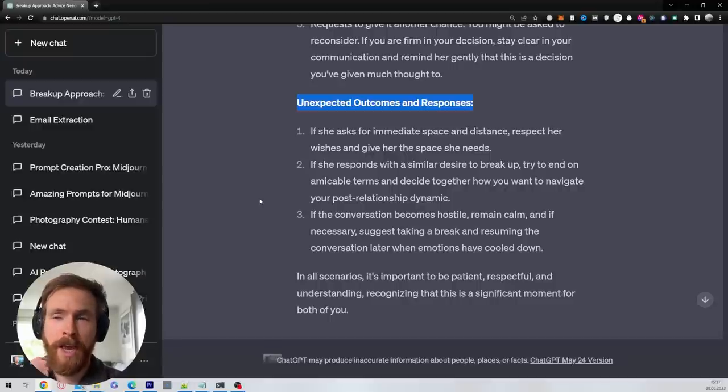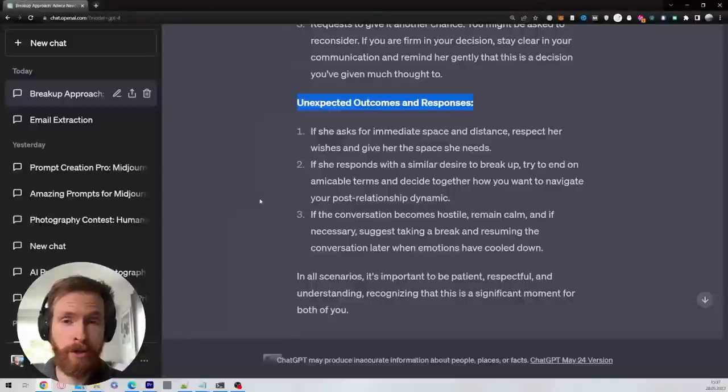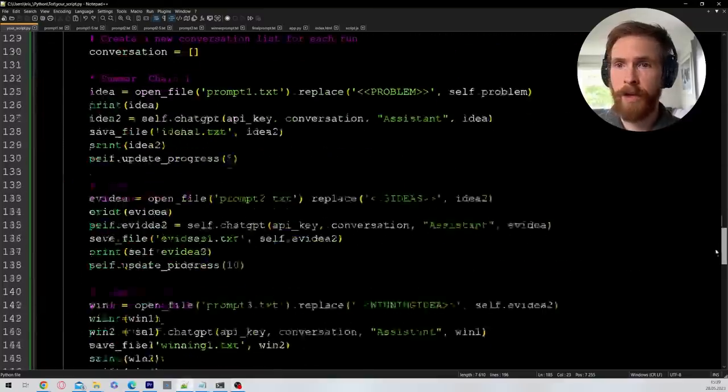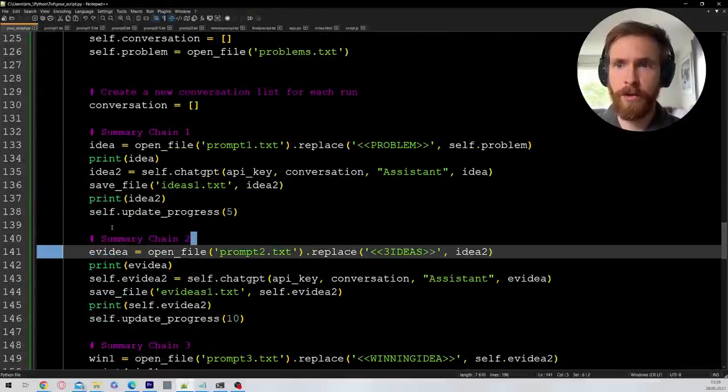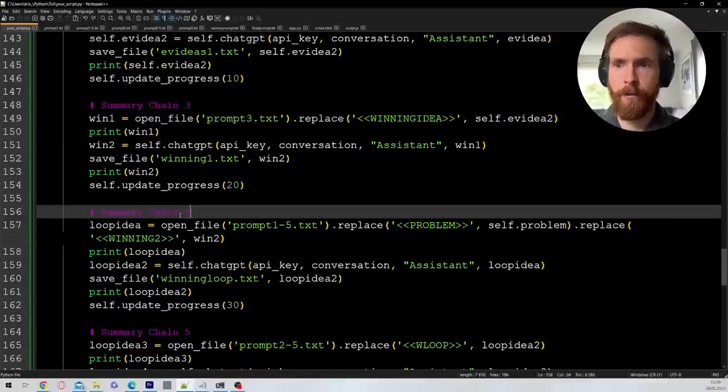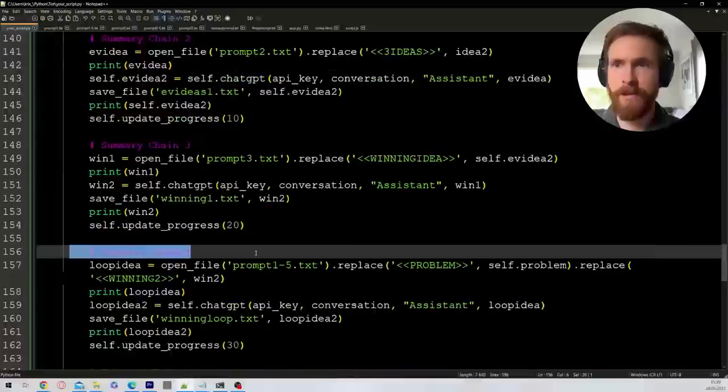It's not that much. But I have made a Python script that automates this full process. So I just wanted to show you that because that makes it much easier. Here is the Python code I created for this. So you can see here we have something called run script, and you can see a summary chain 1, 2, 3, 4, 5, 6, 7, 8, right?